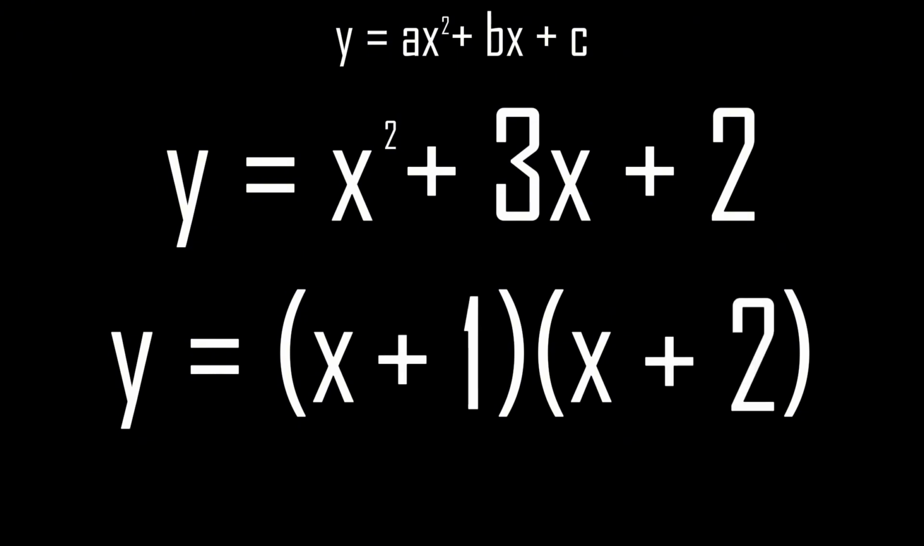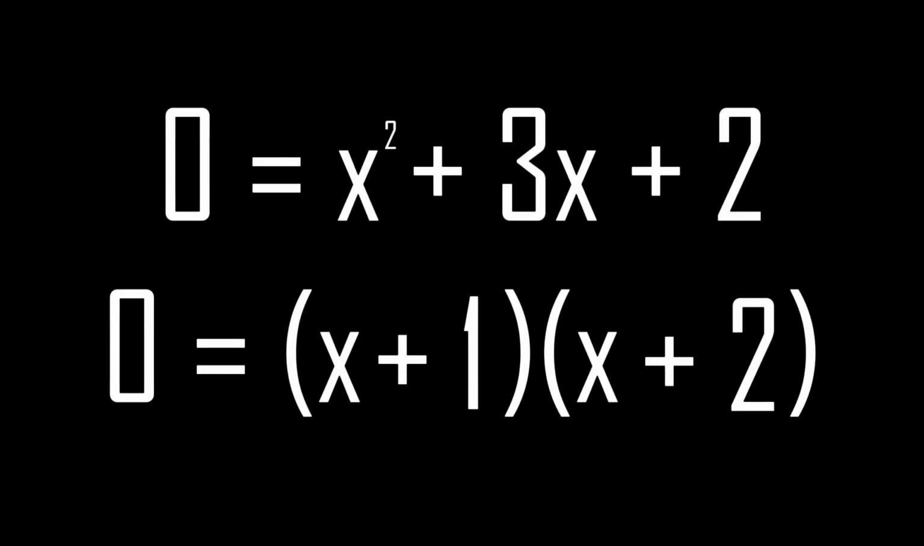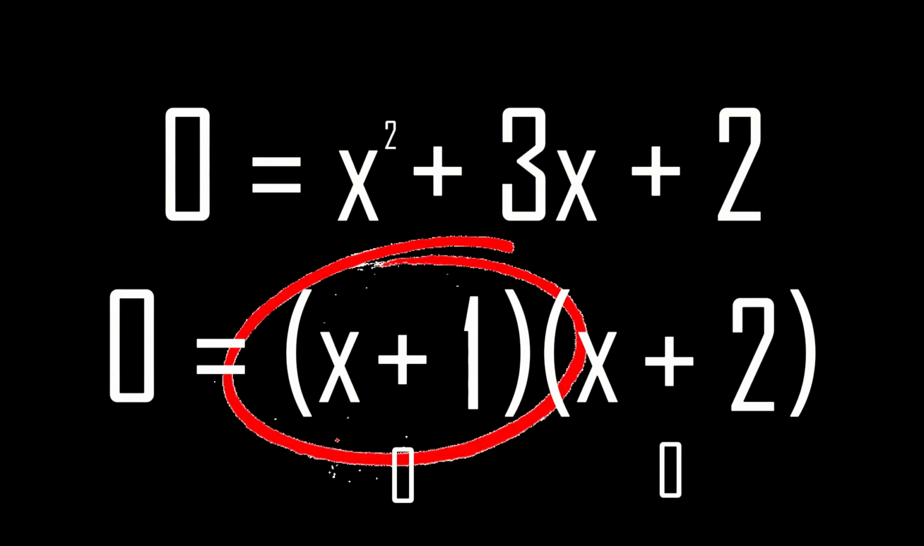So now what? Well, since the x-intercepts are when y equals 0, we can set this up to be (x plus 1)(x plus 2). Now let's stop and consider, what conditions will make this equation equal 0? To answer that, one of the factors has to equal 0. Let's take this factor and find out what x has to equal for this factor to equal 0.